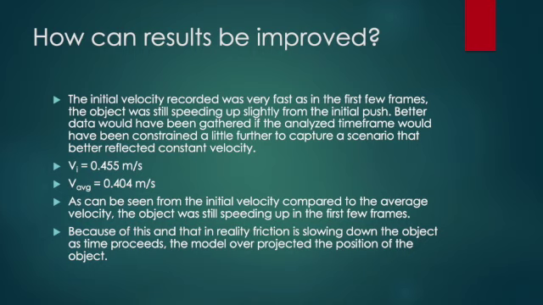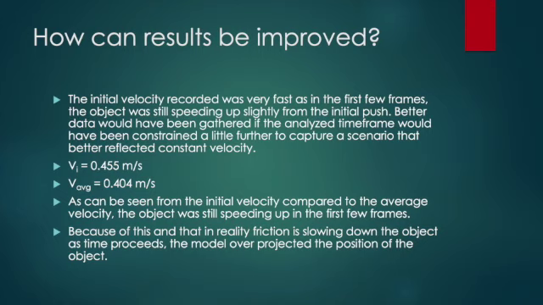And so looking back at the lab, how can the results be improved? The initial velocity recorded was very fast in the first few frames, due to the fact that the object was speeding up slightly from the initial push, and better data would have been gathered if the analyzed time frame had been constrained a little further to capture a scenario that better reflected constant velocity. We can see how the initial velocity of the observed data was 0.455 meters per second, whereas the average velocity of the entire motion was 0.404 meters per second. So clearly the object started off a little too fast.